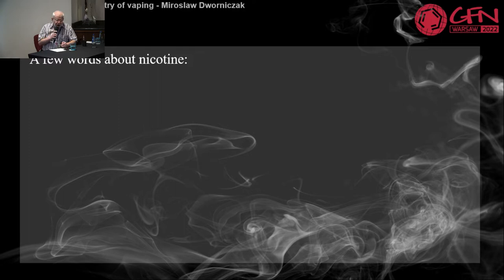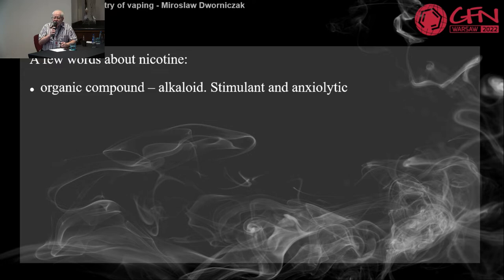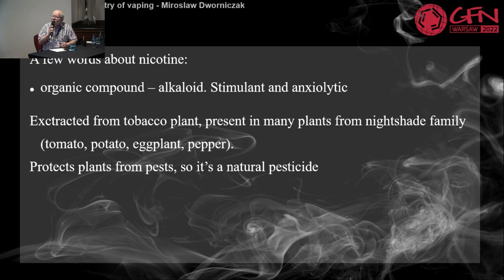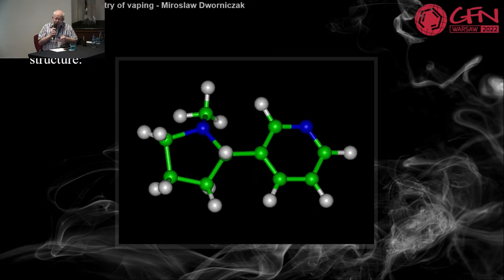Nicotine molecule. It's an organic compound, it belongs to the class of alkaloids. And it's stimulant and anxiolytic. Usually it's extracted from tobacco plant, but it's present also in many plants from nightshade family, like tomato, potato, eggplant, pepper. And nicotine protects plants from pests, so it's a natural pesticide. Its structure is depicted here. The green balls are carbon atoms, the blue balls are nitrogen atoms, and the gray ones are hydrogen atoms.